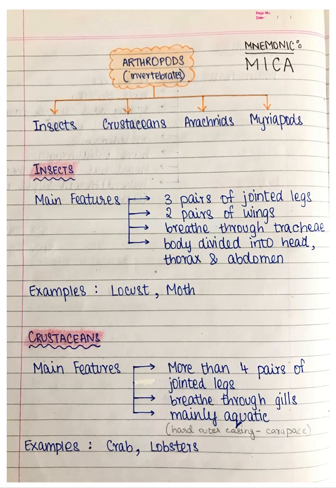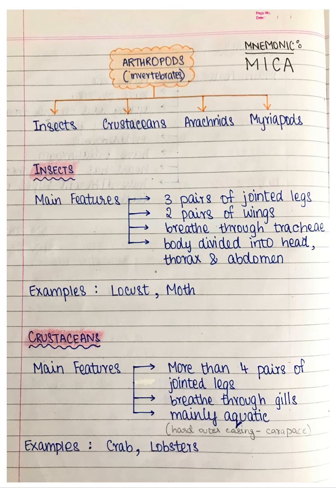Arthropods are part of the invertebrate group. They have exoskeletons and segmented bodies, which means that their bodies are made of repeating parts. There are 4 groups of arthropods: insects, crustaceans, arachnids and myriapods, which we can remember with the mnemonic MICA.